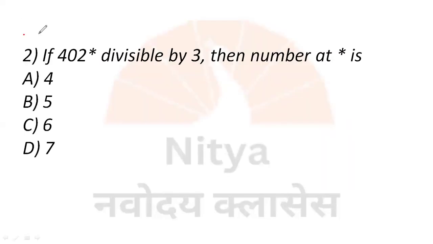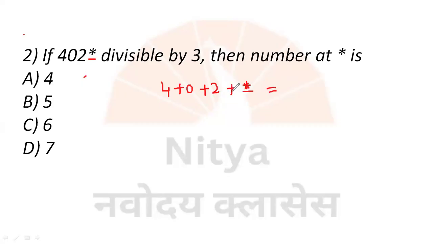If 402 star is divisible by 3, then the number at star is? Okay, the question is, what number must be added at this star so that the whole number is divisible by 3? We already know that the divisibility rule of 3 is, if the sum of the digits is divisible by 3, then the whole number is also divisible by 3. So we have to add these digits, 4 plus 0 plus 2, and this star.